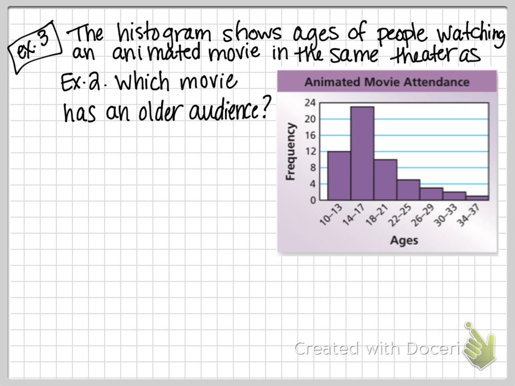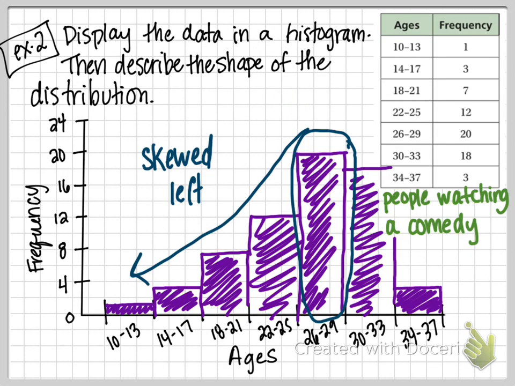Kennedy? The comedy movie has an older audience. Good. Because why? Because more people that were older watched it. Right. Look at our histogram. Look at where our highest values were in the histogram of people watching a comedy. Because it is skewed left, the bigger numbers are more to the right. So there are more big numbers to the right. So we could say that generally the audience watching the comedy was 22 to 33 years old. That's where a lot of our big data points are.